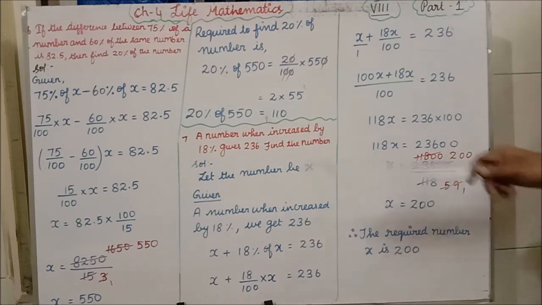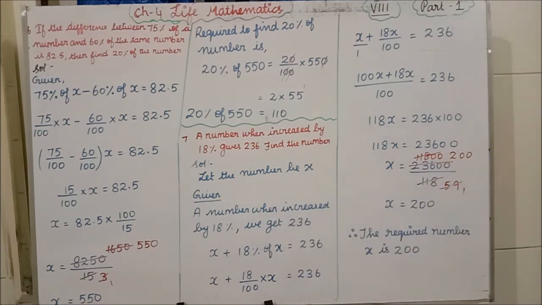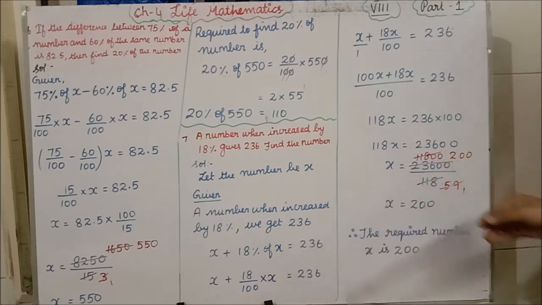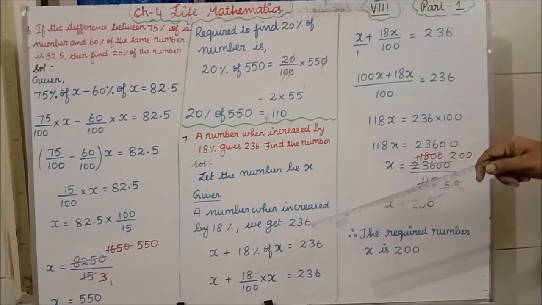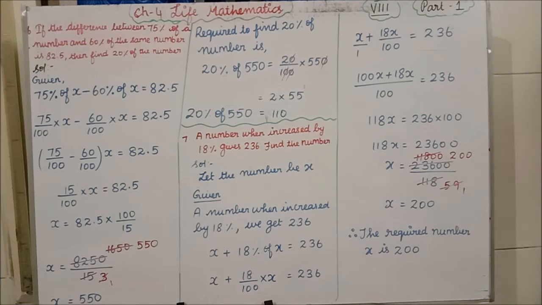236. So x plus 18% means 18 by 100 into x. Of means into x, equal to 236. Next step, x. There is no denominator, so I have written here 1. Plus 18 into x is 18x divided by 100 is equal to 236.